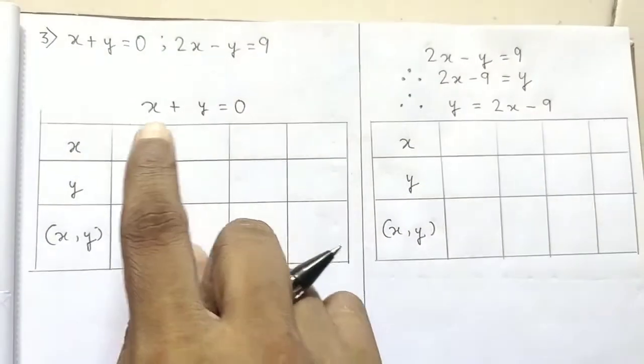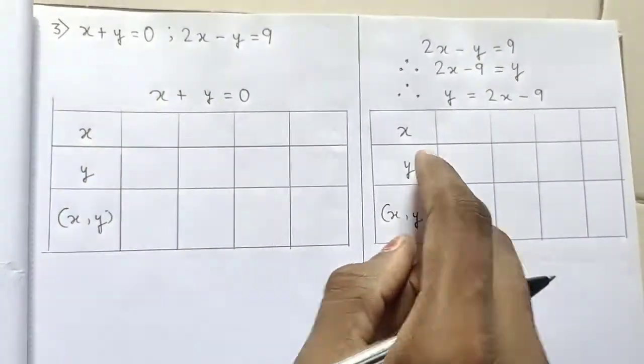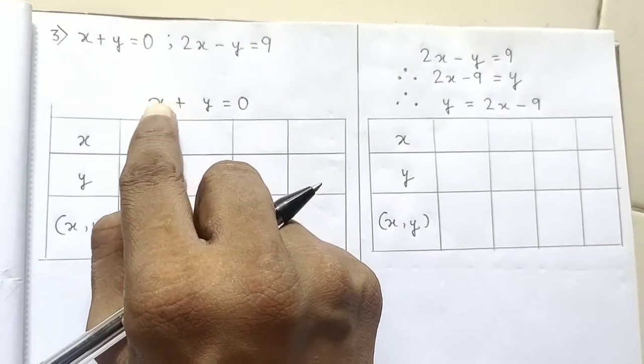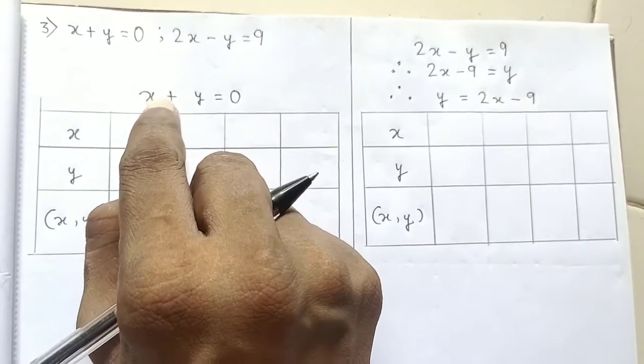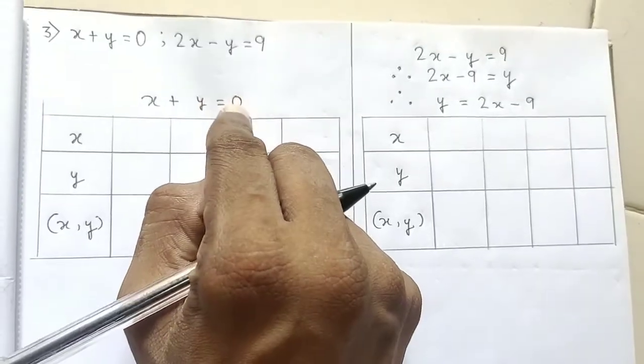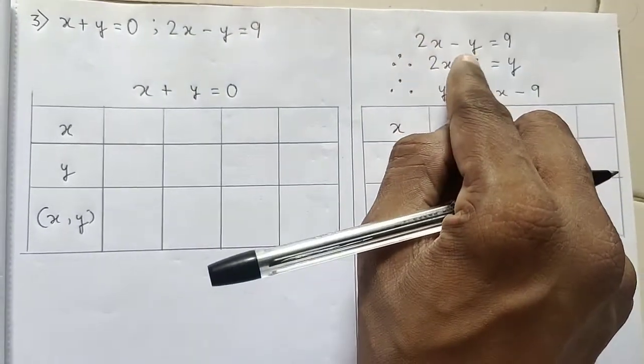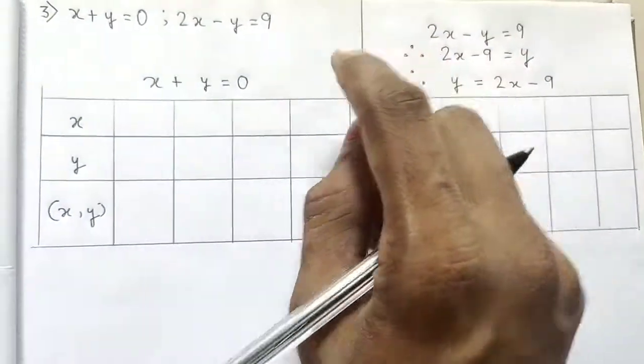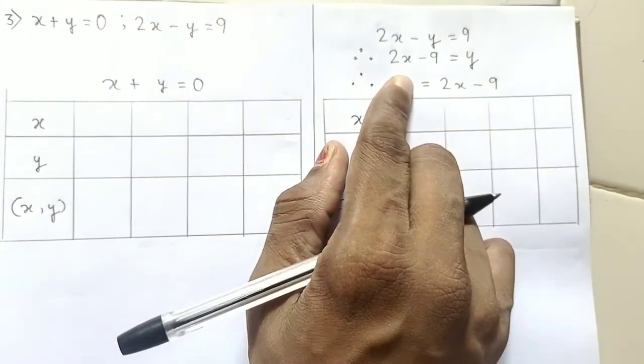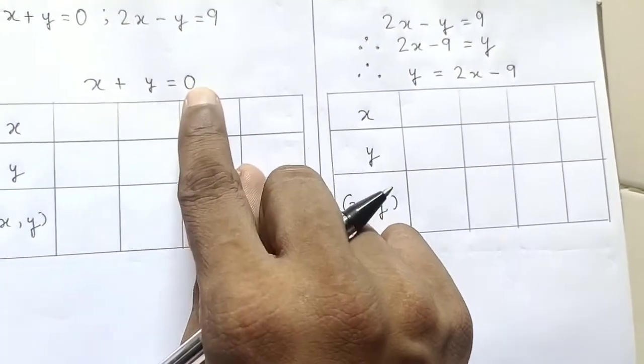Let us see the third question. Already I have made the table for both the equations. First equation is x plus y equal to 0, and second equation is 2x minus y equal to 9. Now we will find out the values of x and y. Now this one is very simple.